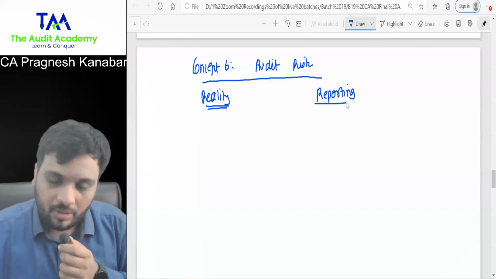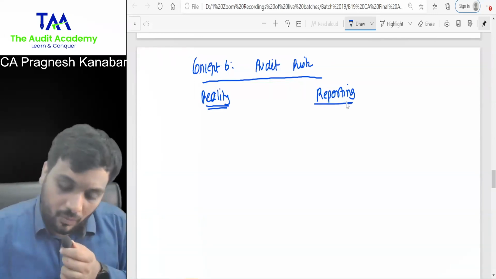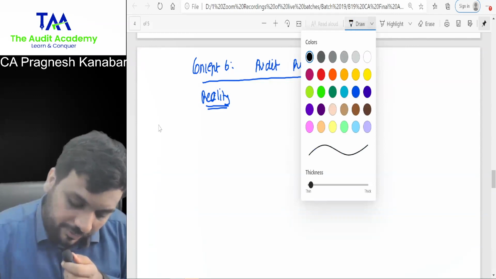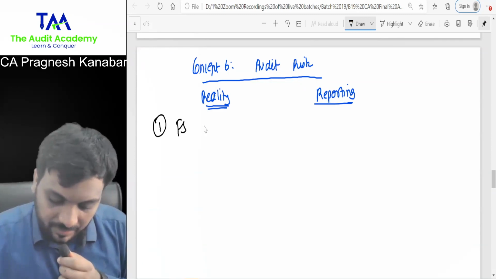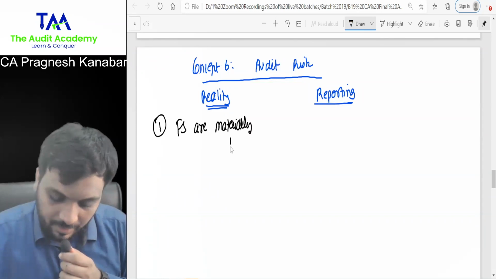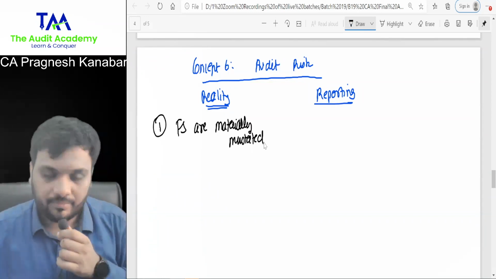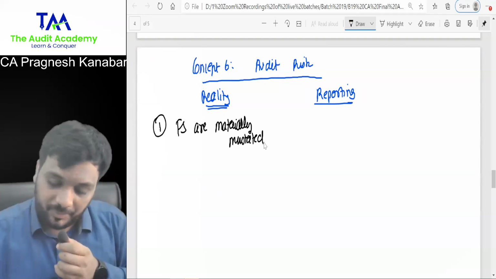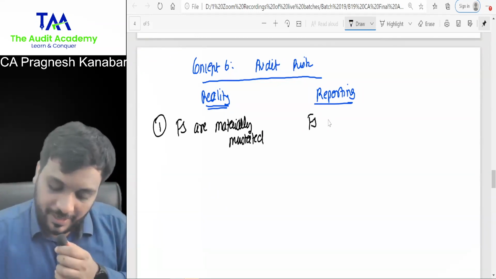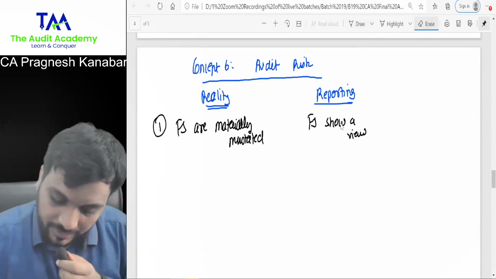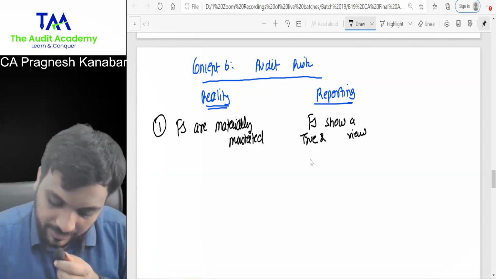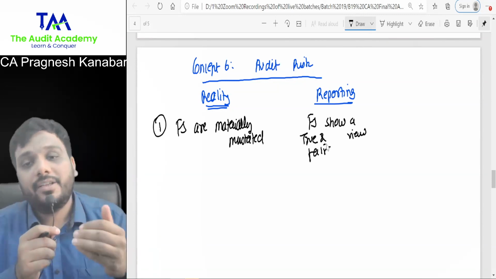Reality versus your audit report. What is the worst nightmare that you can think of? That in reality, financial statements are materially misstated. And in the report you wrote that financial statements show a true and fair view. This is TNF, true and fair view. Because this is rough work, I am not writing the full form. But if it confuses you, then let me write: financial statements show a true and fair view.